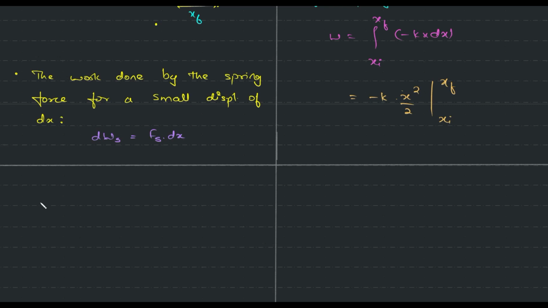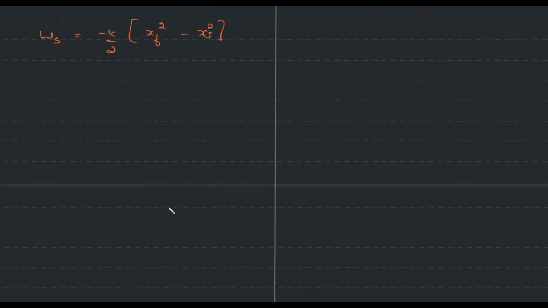Okay, and then we have the work done by the spring. Let me substitute the limits. So half k times xf square minus xi square. So this is your expression. Okay, guys. If I happen to take the negative sign in, it will change to xi square minus xf square.